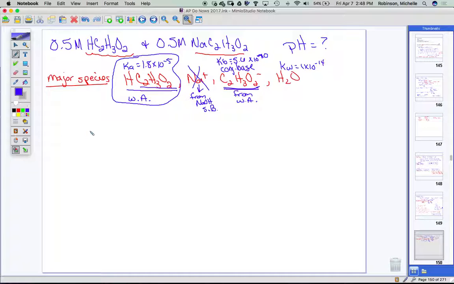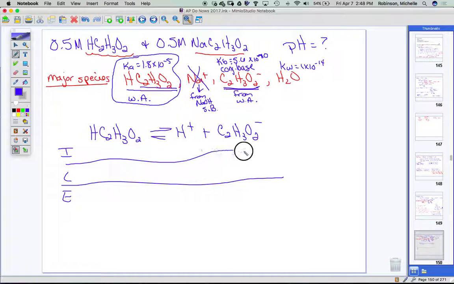So now you write your equilibrium. What will that equation be? And? Right. Perfect. Now you can set up your ice table. If you don't need ice tables by now, that's fine too. So 0.5, 0, and guess what? There's 0.5 of this. Minus x, plus x, plus x.